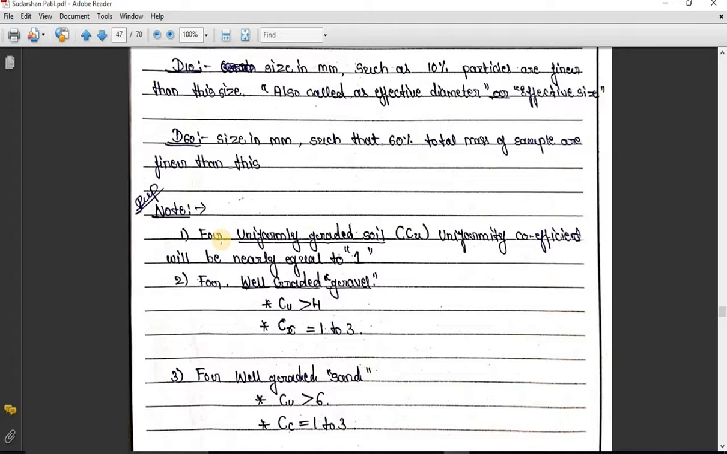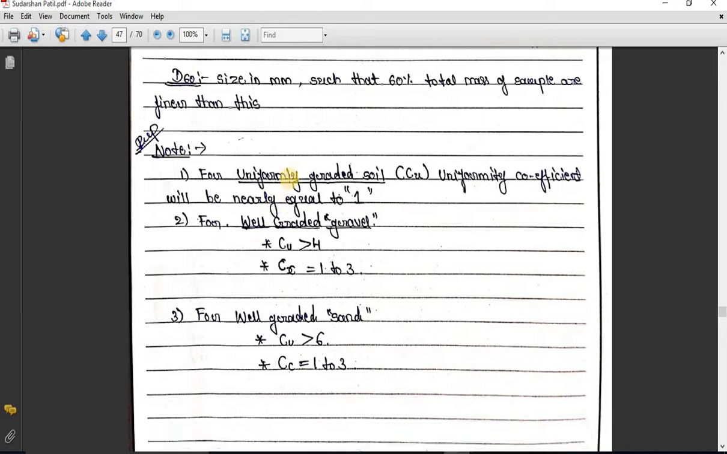Based on the calculation of CU and CC, we are going to classify the soil. For uniformly graded soil, CU, the uniformity coefficient, will be nearly equal to 1. So if CU is nearly equal to 1, I can say it is a uniformly graded soil. If I want to say it is a well graded gravel, then CU should be greater than 4 and CC should be between 1 and 3. For well graded sand, CU should be greater than 6 and CC should be between 1 and 3.